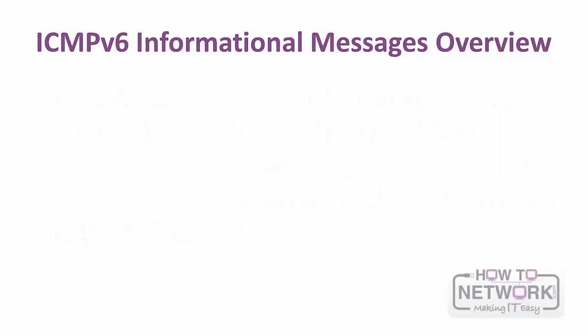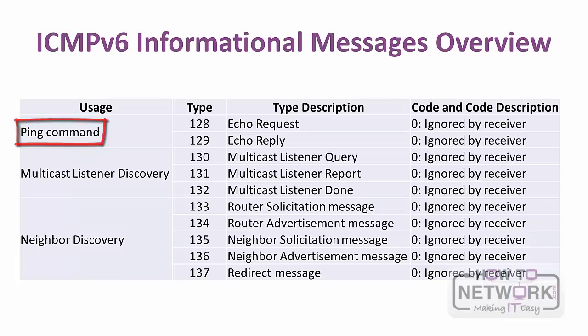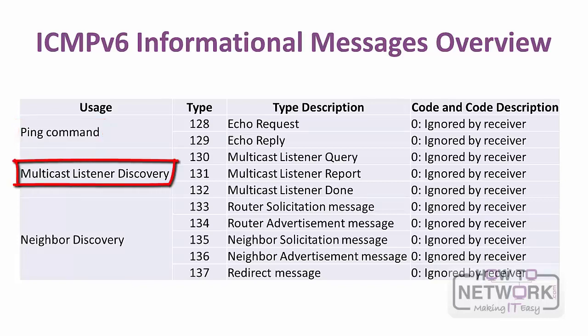ICMP informational messages are not employed to report errors, but provide information required for various testing, diagnostics, and support functions. They are used to help devices discover and share information with each other. The following table provides an overview of the different types of ICMPv6 informational messages. There are 3 categories of informational messages: used by the ping command, used for multicast listener discovery, and used by neighbor discovery. There are a few other ICMPv6 informational messages that are beyond the scope of this course.